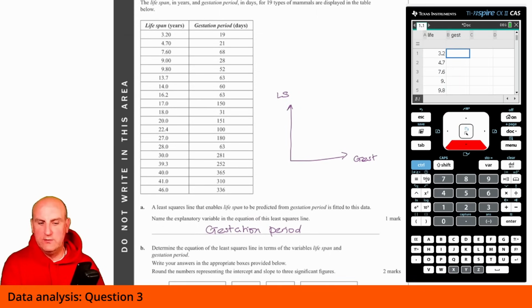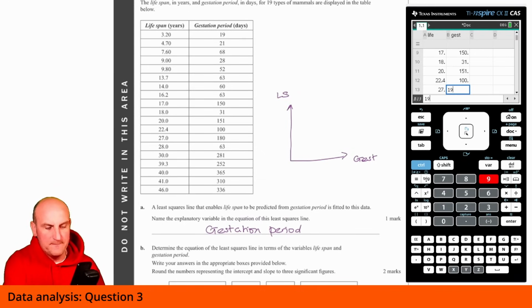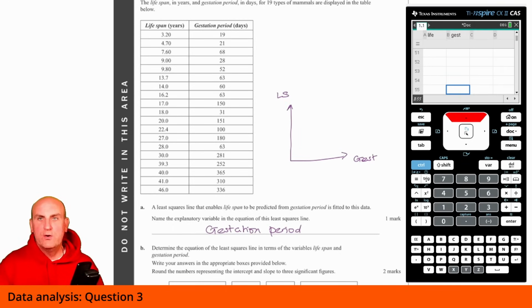Gestation period, what have we got here? 19, 21, 68, 28, 52, 63, 60, 63, 150, 31, 151, 100, 180, 63, 281, 252, 365, 310, and 336. Good, that tends to work nicely. Thank you very much. What do I do now?